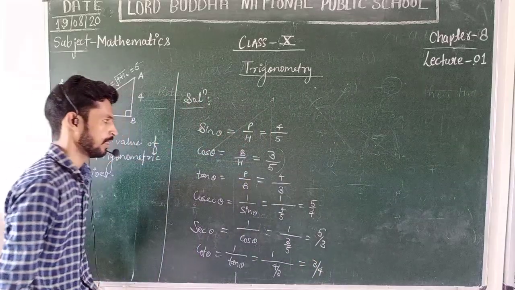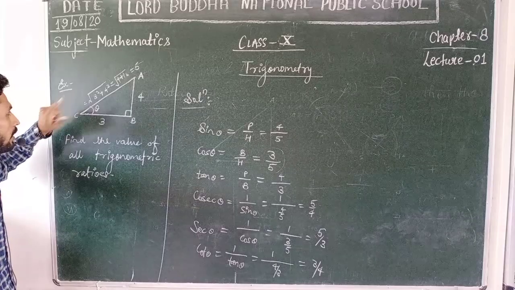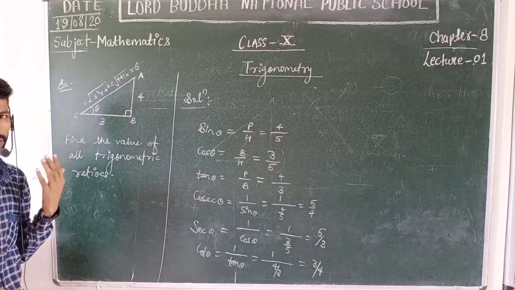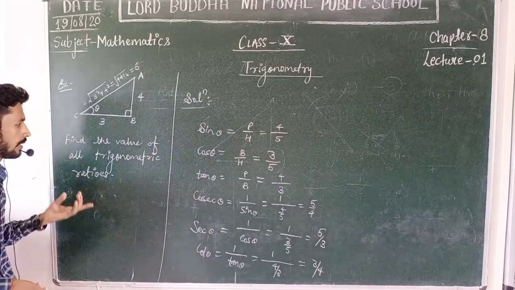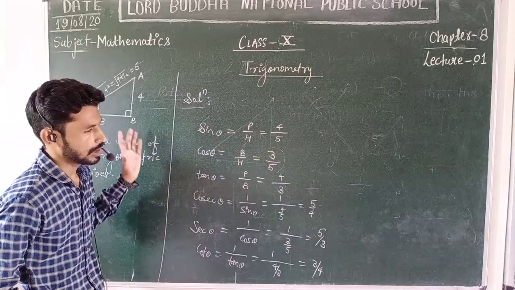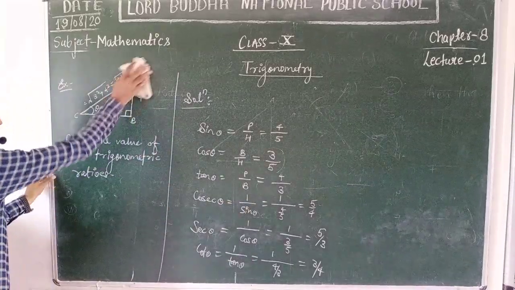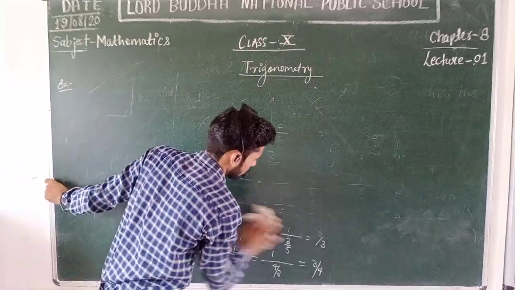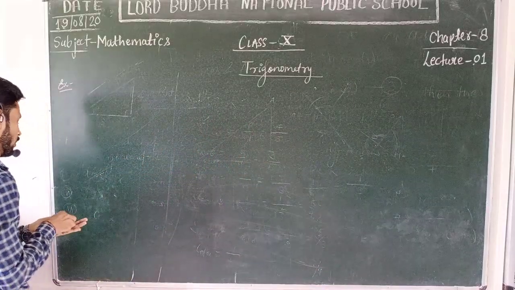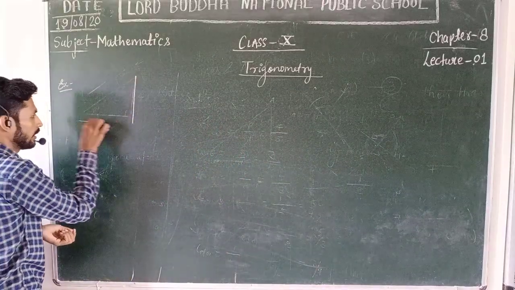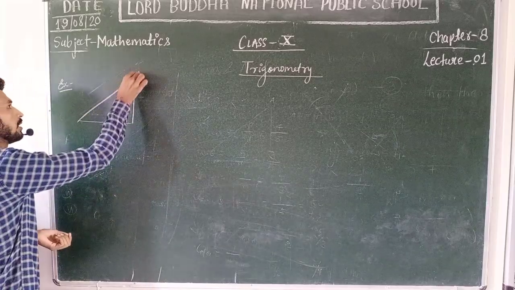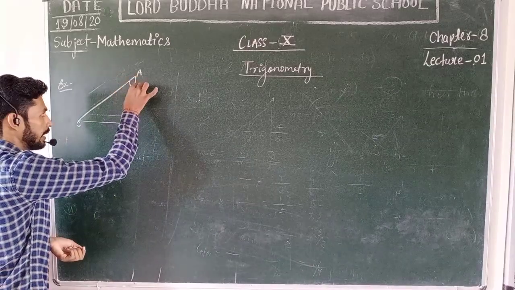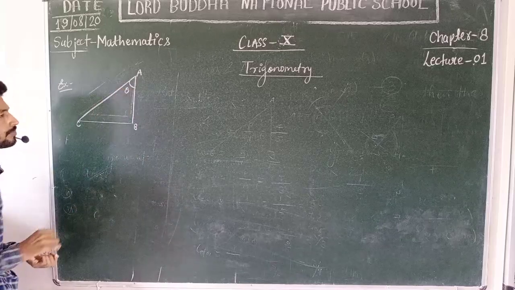That is the answer. So if a question is given like a triangle, and two sides are given, the third side you can find out by the Pythagoras theorem, and then we solve the question of this type. So I am taking here the next example. There is a triangle ABC and there is an angle theta.